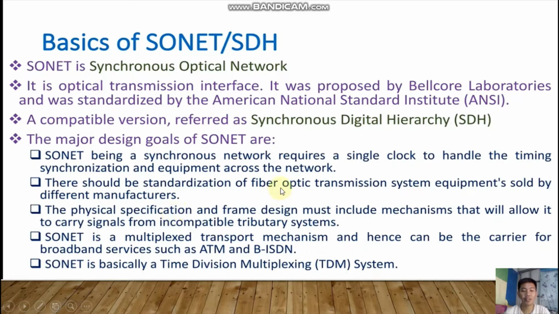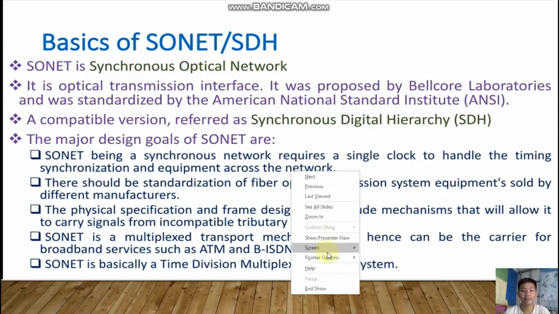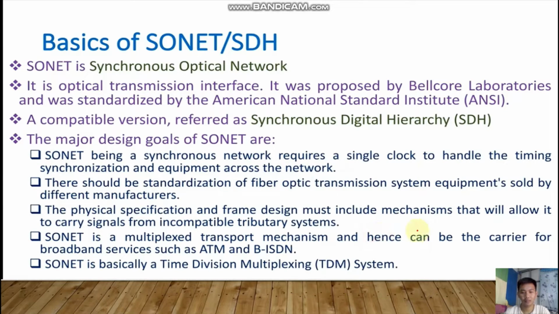The physical specification and frame design must include mechanisms that will allow it to carry signals from incompatible tributary systems. It is a multiplex transport mechanism and hence can be the carrier for broadband services such as ATM and BISDN. It is basically a time division multiplexing system.